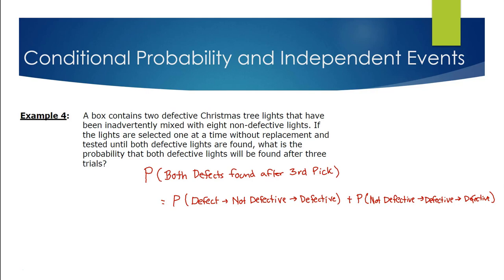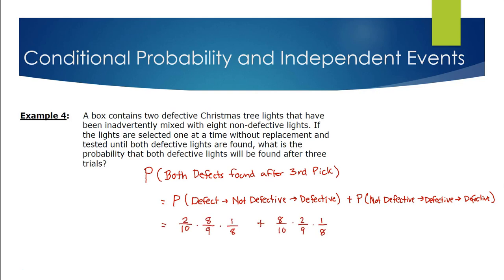So these are the 2 circumstances that, combined together, would give me the overall probability of me picking both of the defective lights out of this mixture of 10 lights by the 3rd pick. When I figure out these probabilities, I'm going to get a lot of the same numbers in the numerator and the denominator, just associated with different mixtures of them.